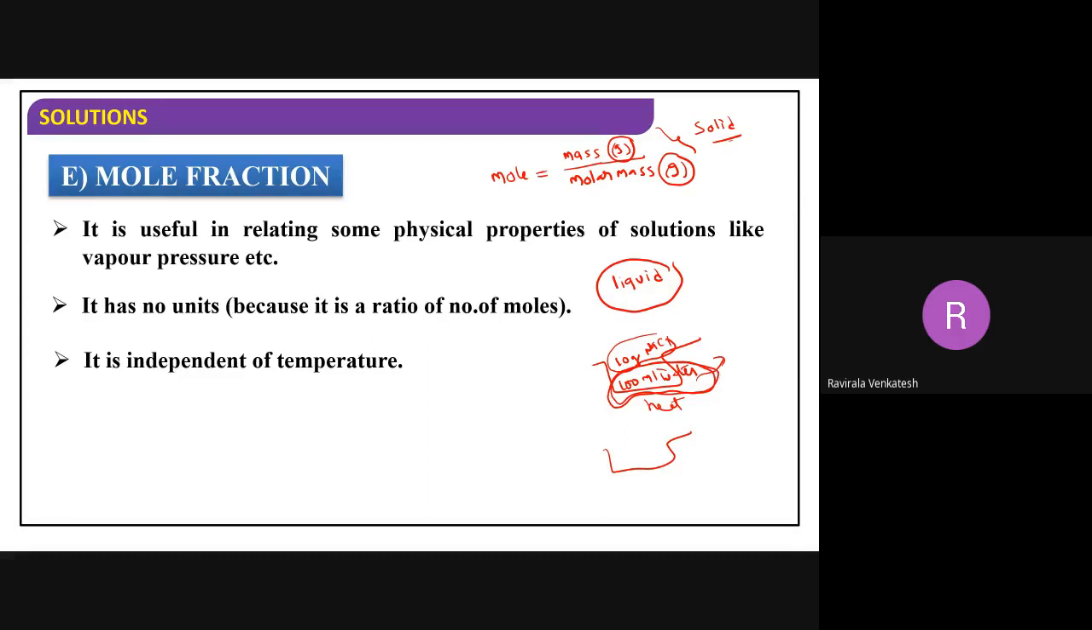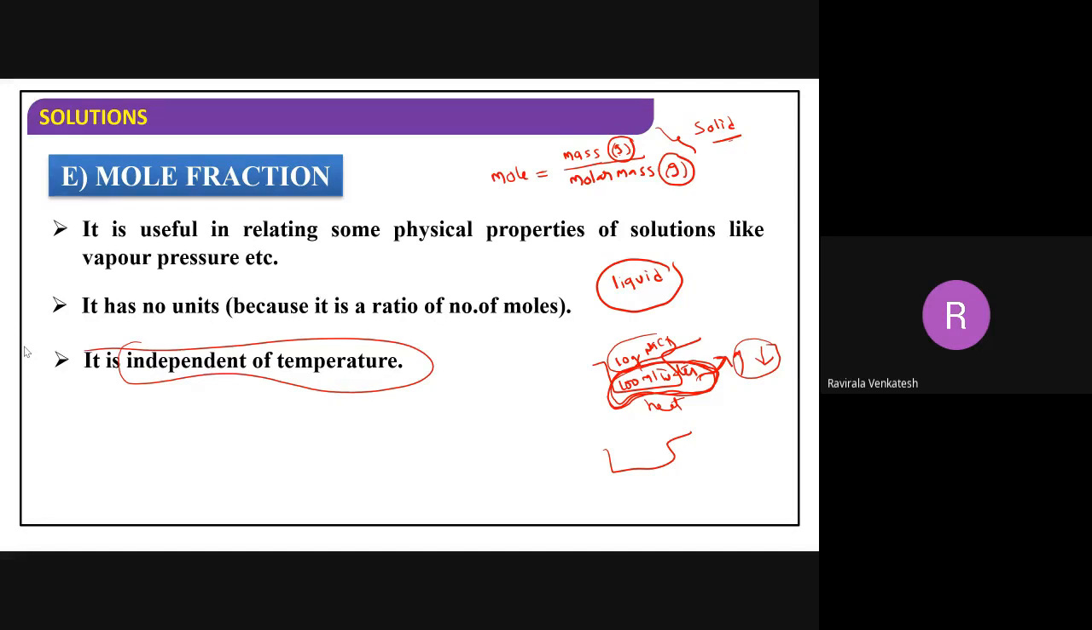I told you earlier, if the solvent volume is increasing, what will the concentration become? It will decrease. If the volume of the solvent is decreasing, what will the concentration become? It will increase. That means the concentration definitely changes if you take volume in the liquid, in ml. But in mole fraction, both you are taking in the form of grams only. That means mole fraction is independent of temperature. When you change the temperature, mole fraction will not change.